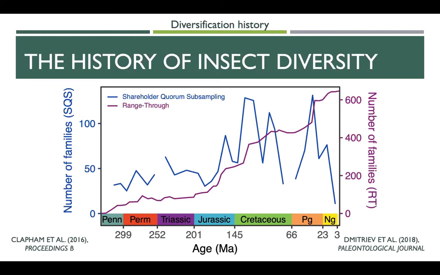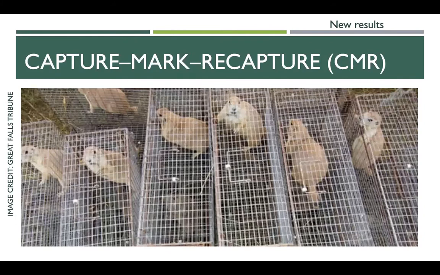And it's impossible to reconcile these two reconstructions of taxonomic diversity of insects in deep time just using what we know from these methods. So today I'm going to show you new results that I got using the capture mark recapture, or CMR, technique. Capture mark recapture was originally developed to track individuals within a population of wildlife, but we can also use the exact same arithmetic to track taxa in deep time.